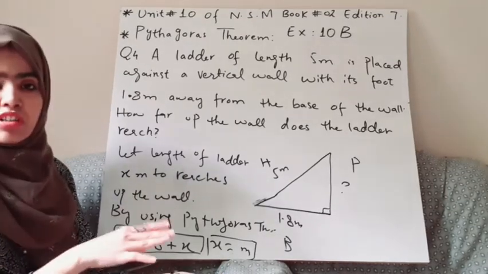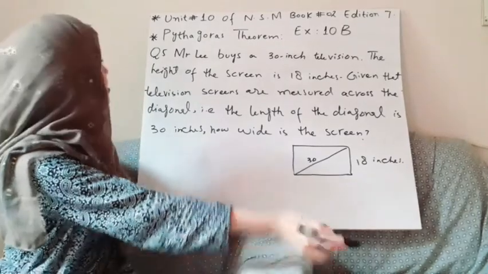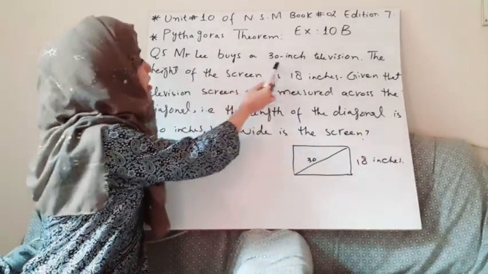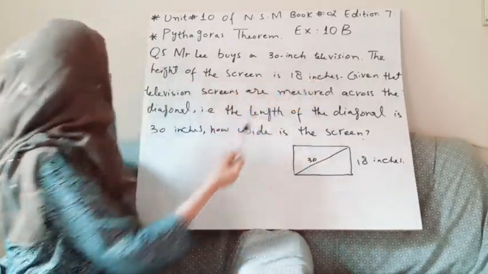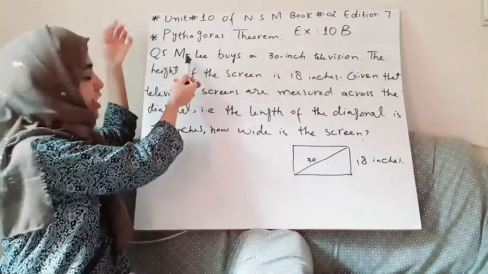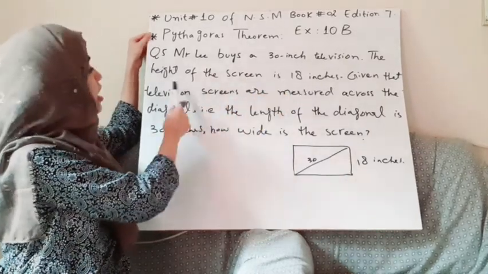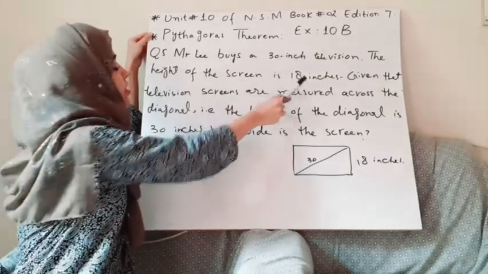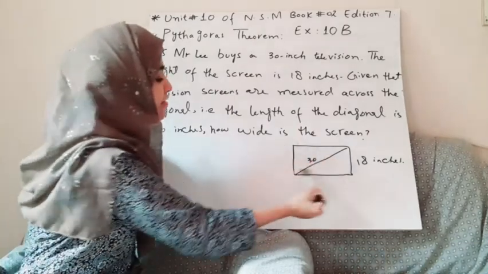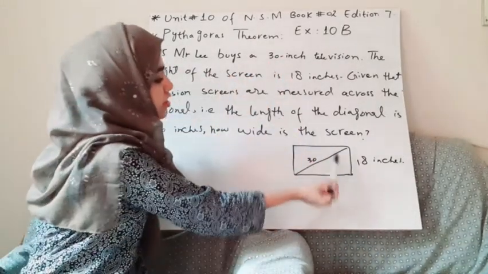Let's move on to question number 5. Let's read it. What they are saying: Mr. Lee buys a 30-inch television. The height of that screen is 18 inches. They are saying there is a person, Mr. Lee, who buys a 30-inch television. The height of that screen is 18 inches. So let's say that is a television, and the height of the screen which is given is 18 inches.